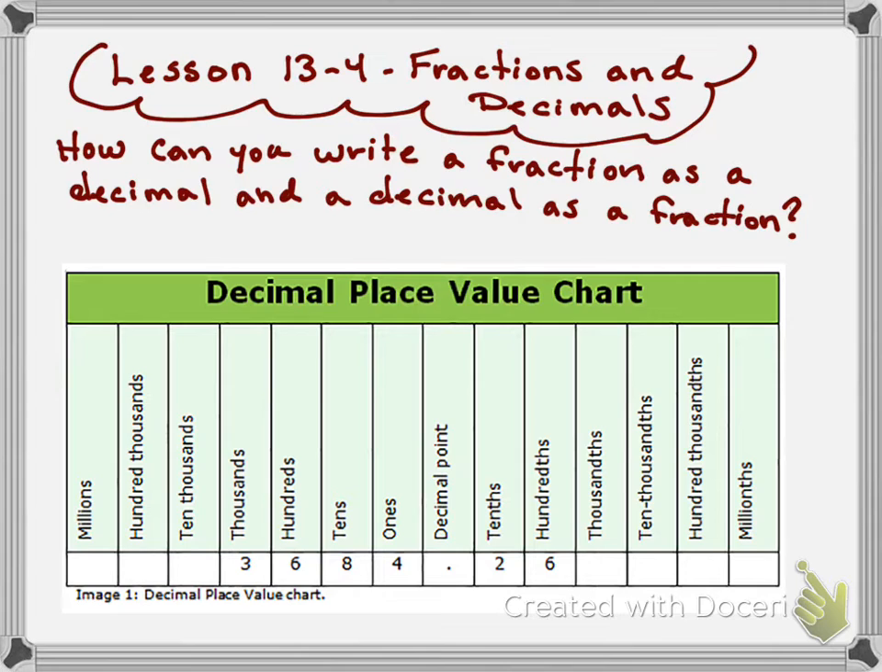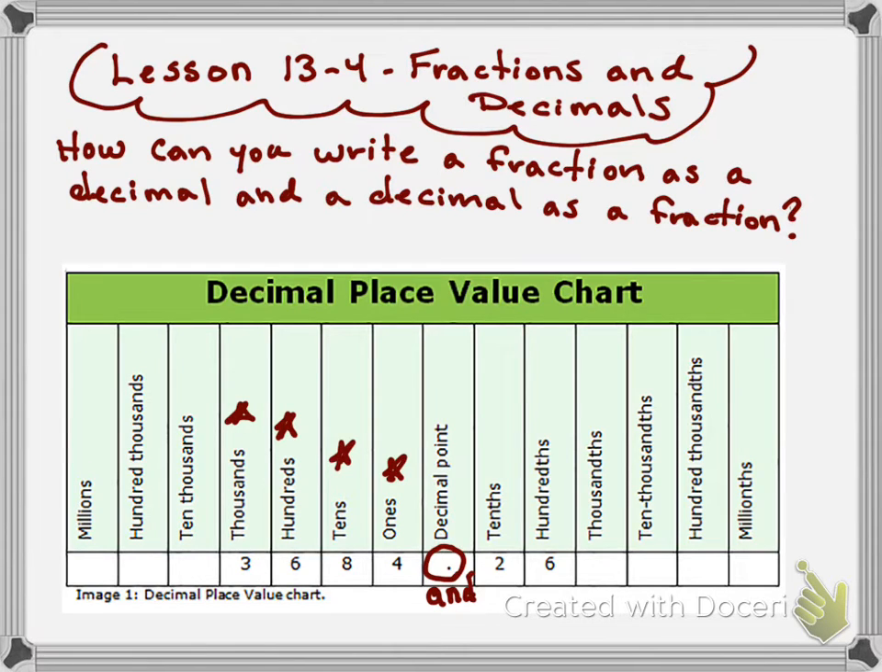Look at this decimal place value chart. When you have done regular standard numbers, you're used to seeing this type of place value chart, where you're used to seeing the ones, the tens, the hundreds, the thousands. But what's different now is that we've added a decimal point, and that is when we're saying the word "and."